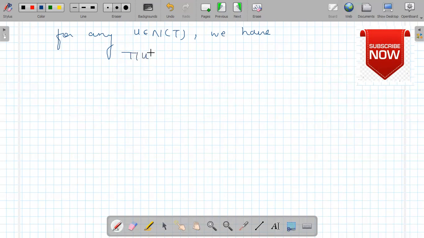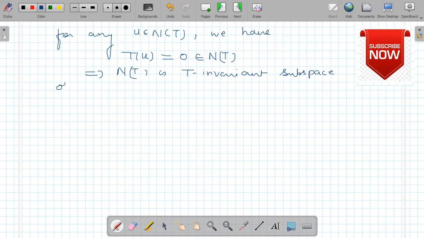So if you find the image of this vector u, Tu will be, क्योंकि आपने NT से लिया है तो Tu जीरो के बराबर हो गई, और जीरो किसको बिलोंग करता है? जीरो NT को बिलोंग करता है, ये अभी हमने शो किया। दिस इम्प्लाइज आप कोई भी मेंबर ले लीजिए NT का, उसकी इमेज हमेशा जीरो आएगी, और वो जीरो तो NT को बिलोंग कर ही रहा है। तो बिकॉज ऑफ दिस रीजन NT is also a T-invariant subspace of V.